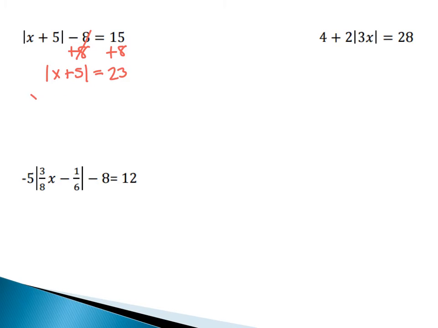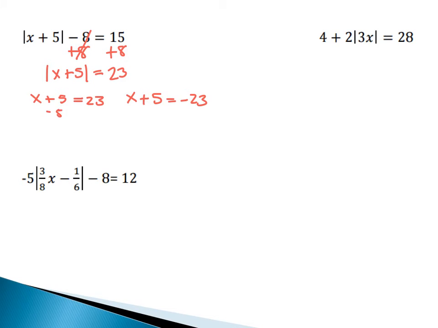Then I'm going to take whatever's inside now, since the absolute value is isolated, x plus 5. In order to get 23, x plus 5 could equal 23, because the absolute value of 23 is 23. Or x plus 5 could equal negative 23, because the absolute value of negative 23 is also 23. Then I'm going to go ahead and solve both these separately.